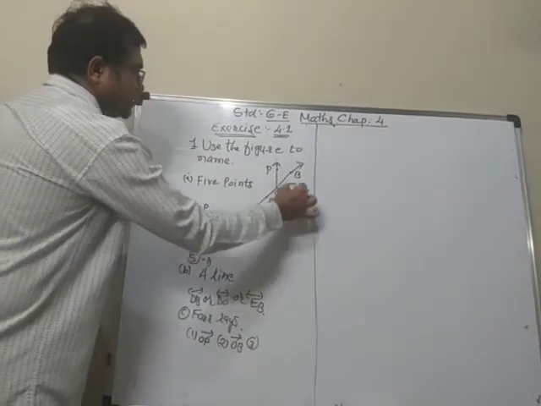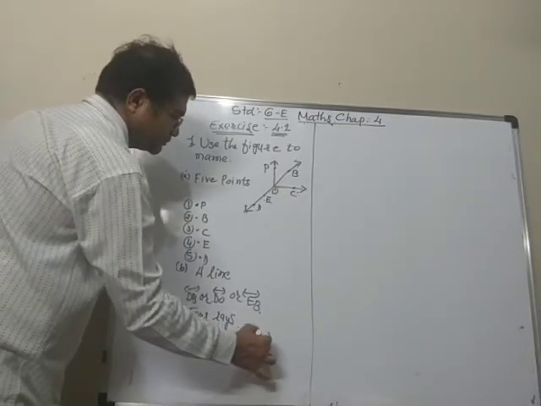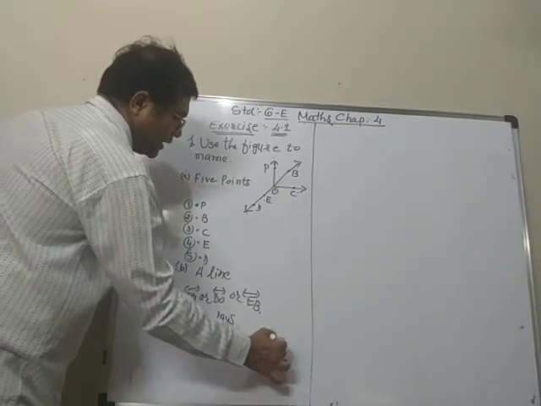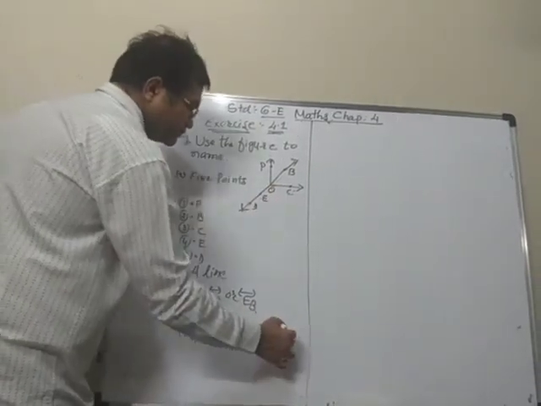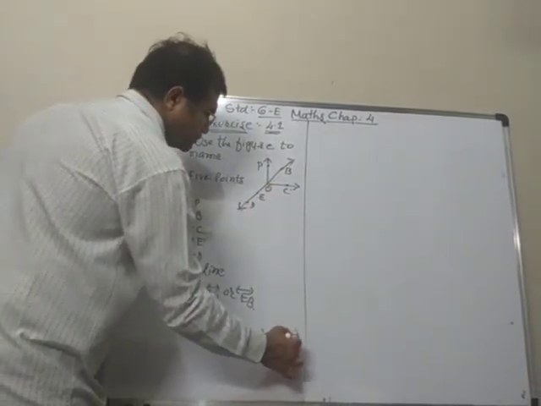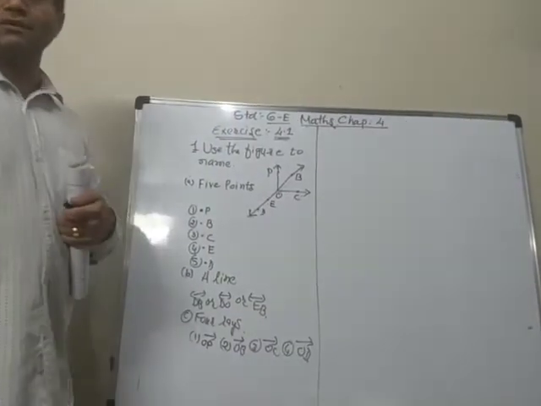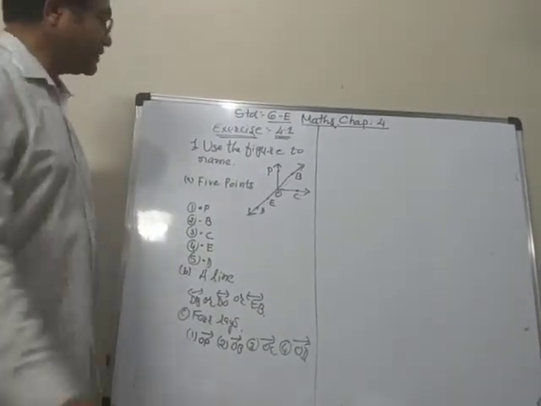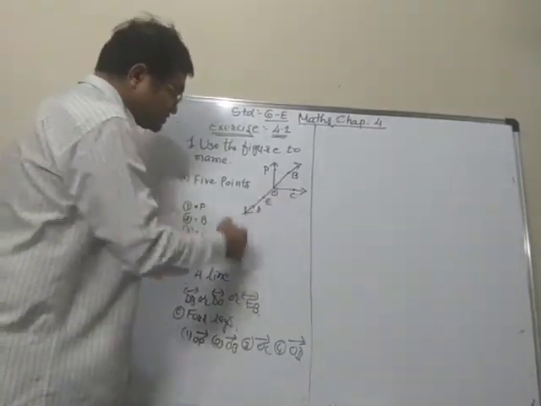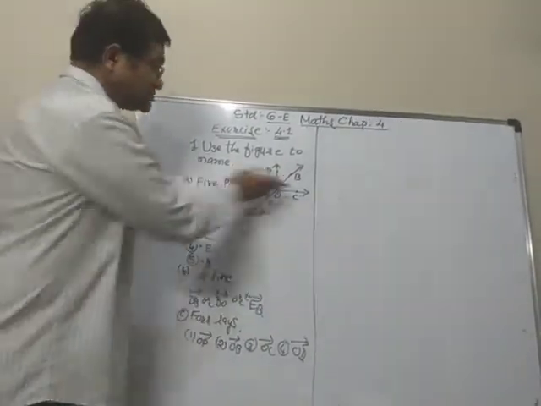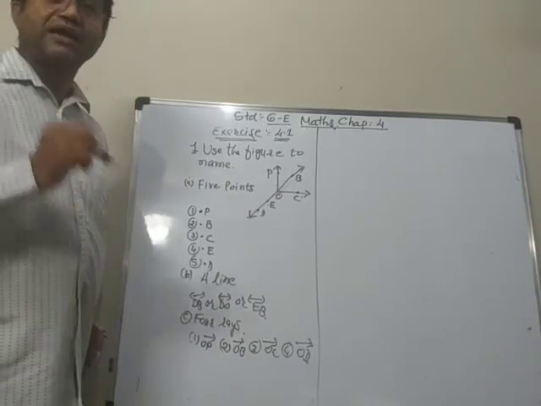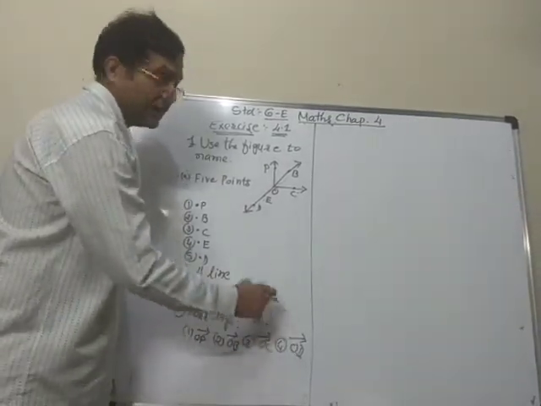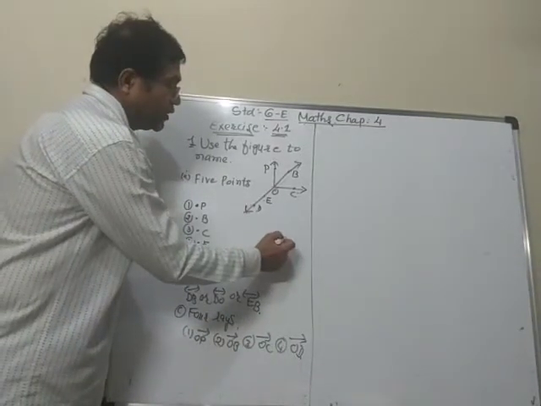Third one, ray OC. And fourth one, ray OD or OE. So we can write down ray OD. And one thing to remind you, it doesn't matter whether the ray is going in this direction or the upper direction. But when we write down their names, there is only one way. We can't write down ray OB like that.